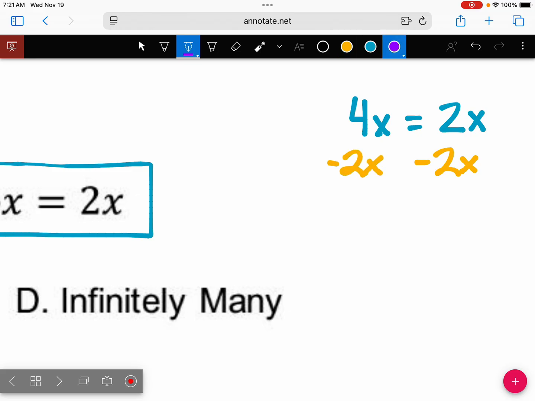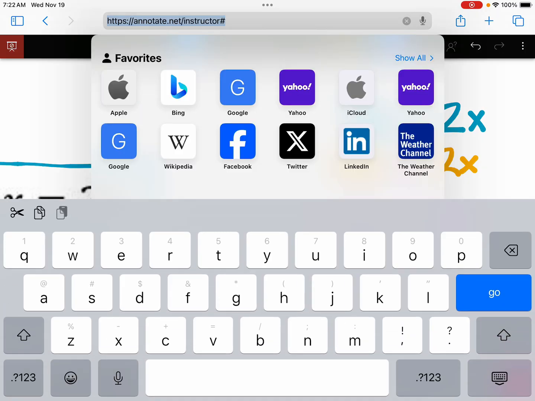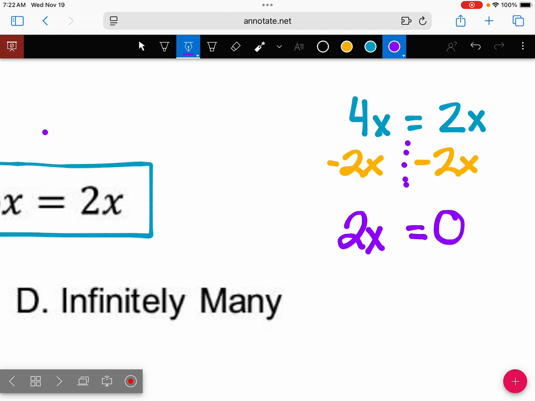Since we've got that equal sign, as long as I do the same thing to both sides, I can do whatever the heck I want. That's going to give me that 2x equals 0. So from there, can we tell how many solutions this is going to have? Say it a little louder. Still can't hear you. It's not infinitely many. Finish solving it then. What do we get if I divide by 2?